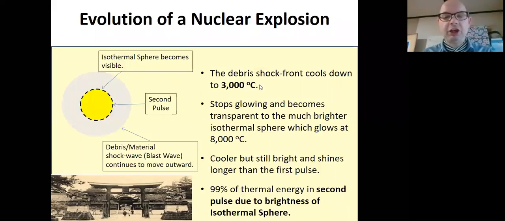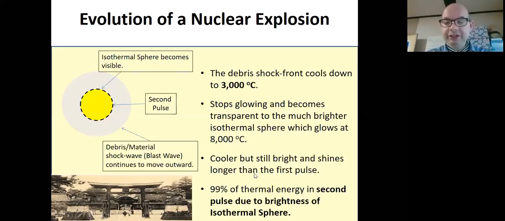Now the debris shock wave starts to cool down to something like 3,000 degrees Celsius. And then the isothermal sphere starts to become visible. And the debris shock wave stops glowing and becomes transparent to the much brighter isothermal sphere, which glows at 8,000 degrees Celsius, which now is actually glowing in the infrared. If you think about it in terms of heating iron to a certain temperature, then it starts to look red and also starts to glow in infrared.